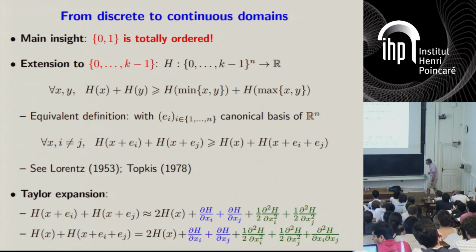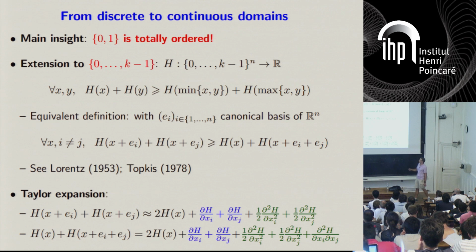In blue, this is the first order term, so gradients. Gradients times 1 because this is a unit vector. Same thing, gradients with respect to j times 1. And then this is the second order term with Hessians. This one comes from the first function, and this one comes from the second function. So this is for the left part. I can do the right part, and I get the exact same thing.